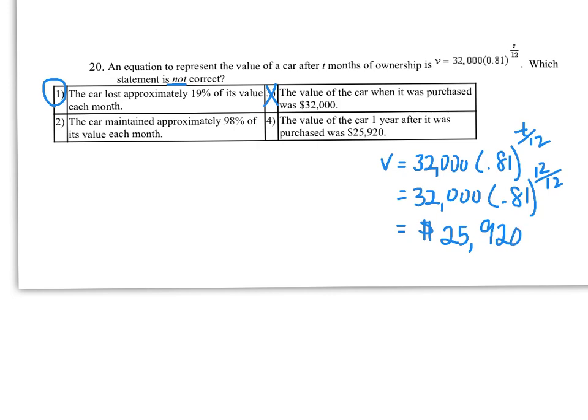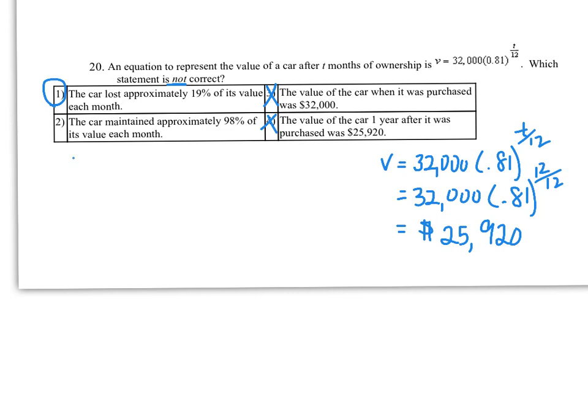But again, the question's asking for which statement is not correct. So it's not choice 3 and it's not choice 4. All right, let's go to choice 2 then. Choice 2 is saying the car maintained approximately 98% of its value each month. Now, we know obviously, hopefully we know obviously, that this is a depreciation because this value here is less than 1. Okay? All right, but we have to do a little bit of fancy footwork here on choice 2.